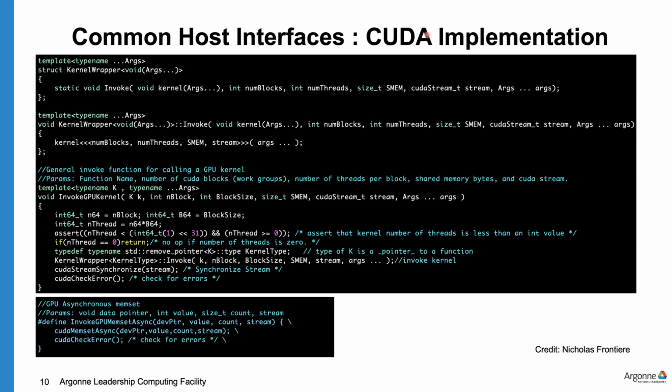On the CUDA side, what does the implementation of that wrapper look like? It's a series of kernel wrappers. In this case, it's a template argument. We take the type of the kernel, isolate that pointer type, and call one of these invocation wrappers. All of this code is responsible for launching that CUDA kernel.